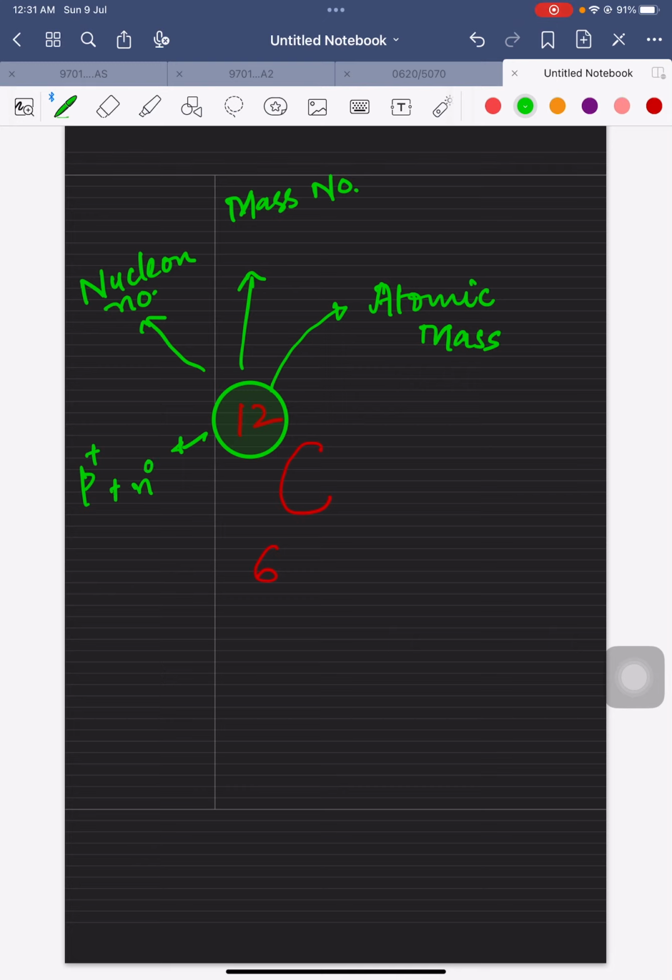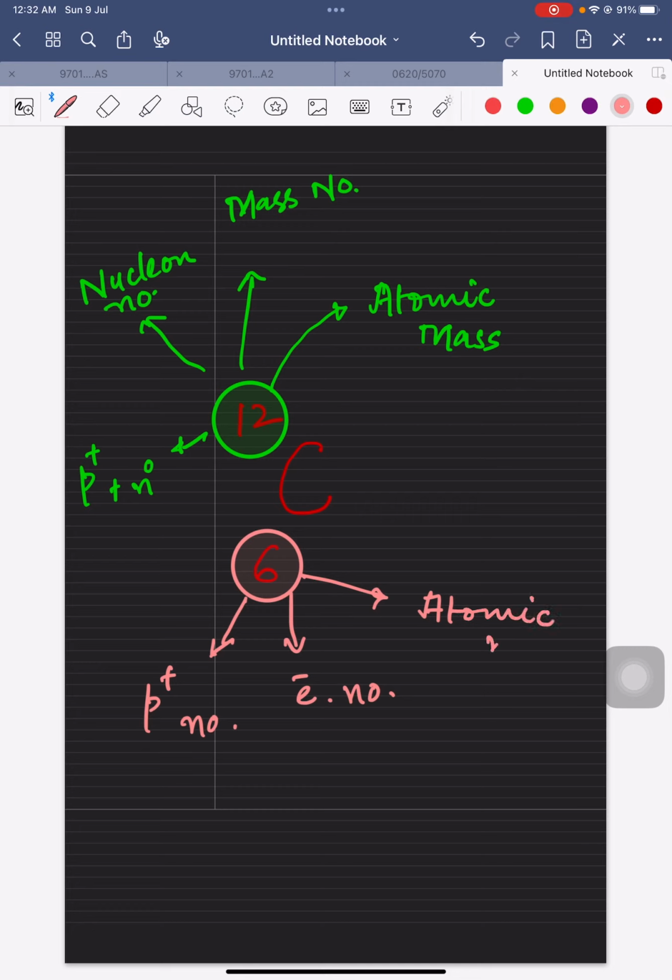Okay, what about this lower number, this 6? What is this telling you? This is telling you the proton number, which is also called the electron number, or it is also called the atomic number. Whereas what about this? This is called the symbol of the element.